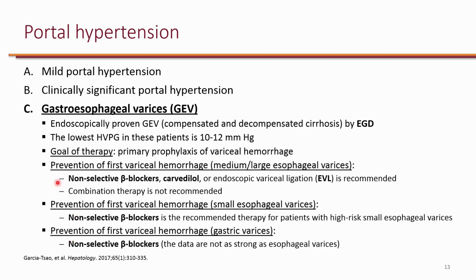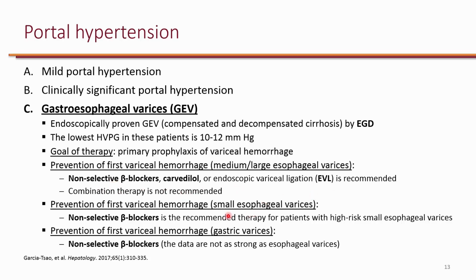First, let's look at different patient populations because GEV is very broad. Let's talk about prevention of first variceal hemorrhage in patients with medium or large gastroesophageal varices. So these are varices in the esophagus. For these patients, it's recommended to use non-selective beta blockers. Propranolol and timolol are the two non-selective beta blockers that have been studied. In addition, carvedilol has also been shown to be effective, and endoscopic variceal ligation, or EVL, is also recommended. But combination therapy with any of these is not recommended. So just a single agent: either a non-selective beta blocker, carvedilol, or EVL.